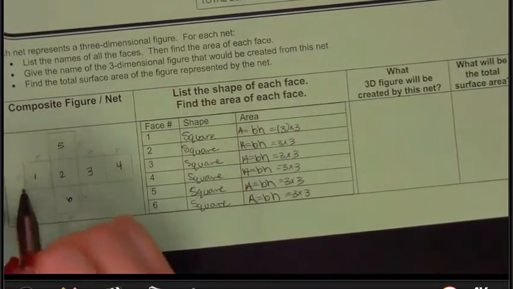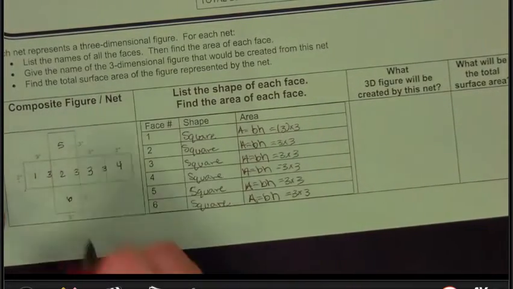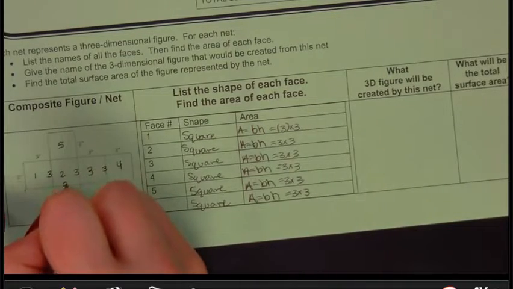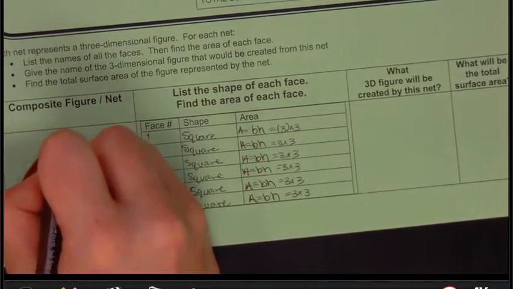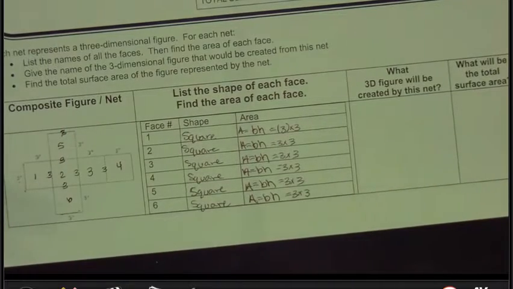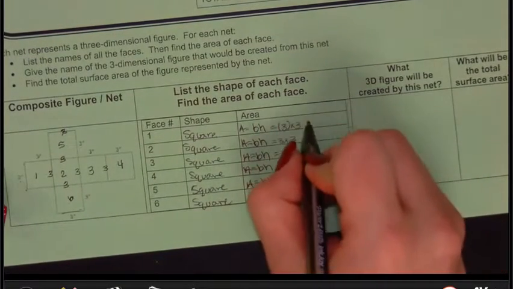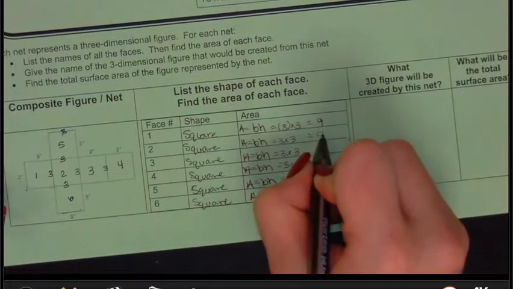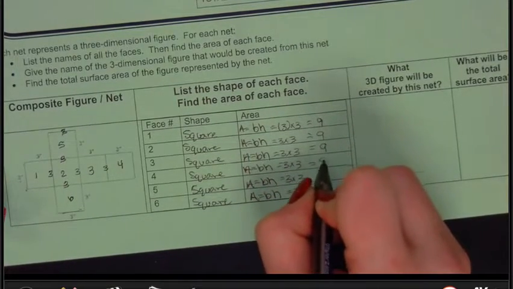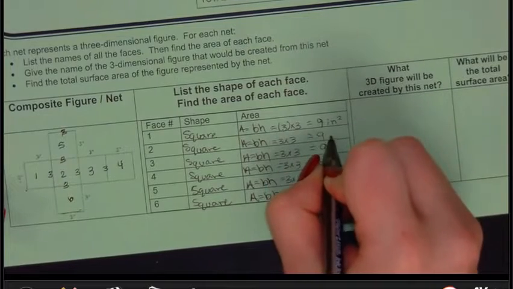If I look, this side is 3, that means this side is 3, this side is 3, this side is 3. And this side is 3, so that side is 3, that side is 3. And then I'm told that this is 3 and this is 3. So it looks like all of them are squares and they all are 3 by 3. We know that 3 times 3 is equal to 9. And do not forget my units, inches squared.